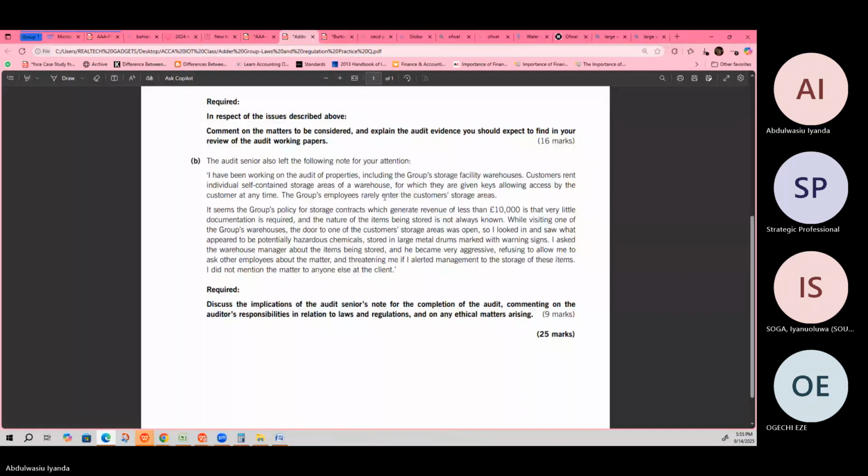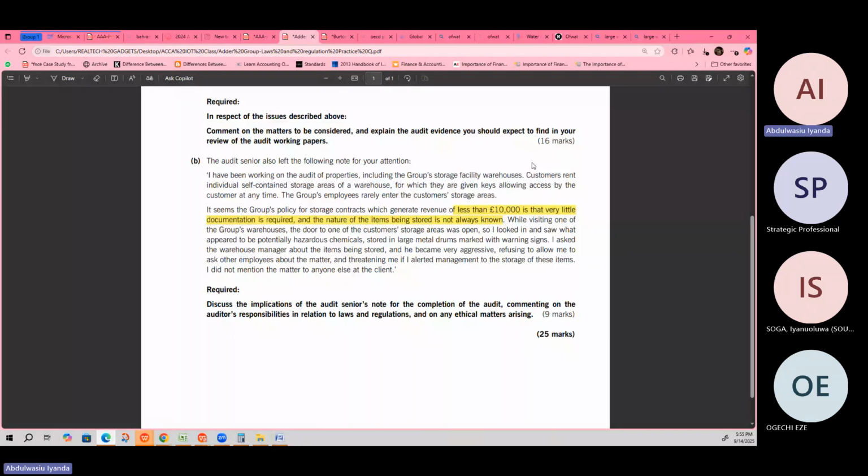They give a key, allowing you to access at any time, just pay your rent. That's it. The group policy for storage contracts generates revenue, and very little documentation is required. The nature of the item being stored is not always known. So meaning that what the customer stores, you don't even know.